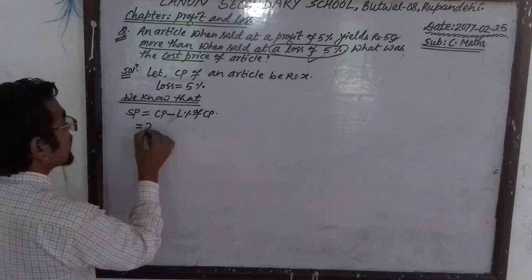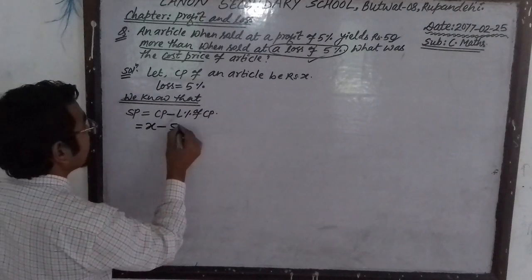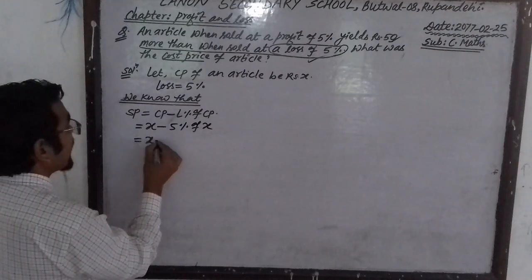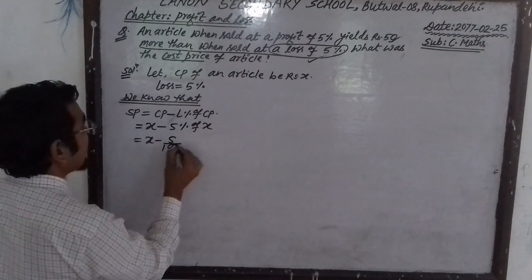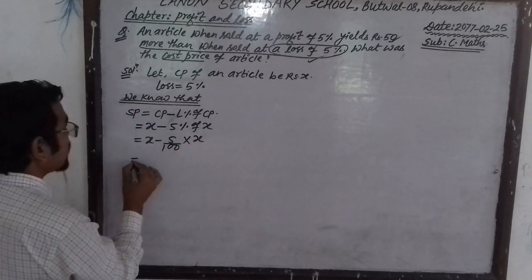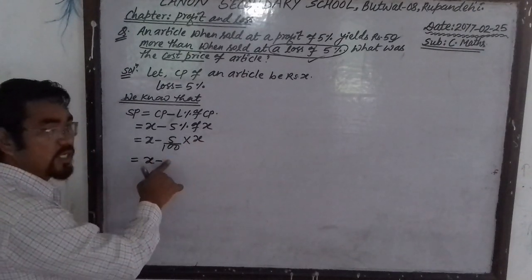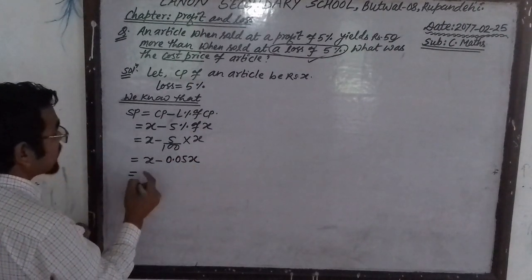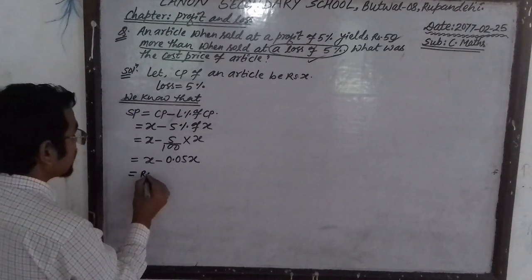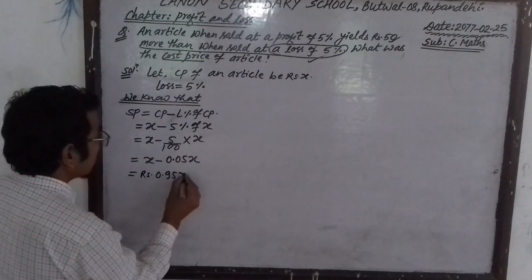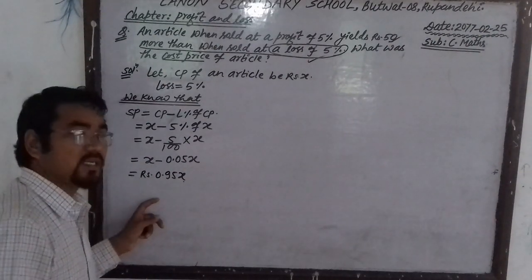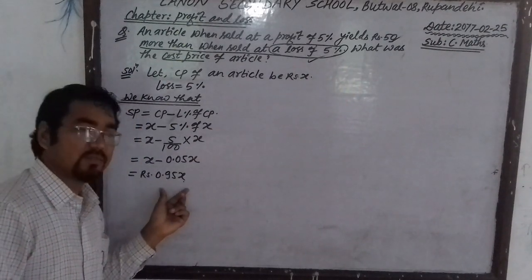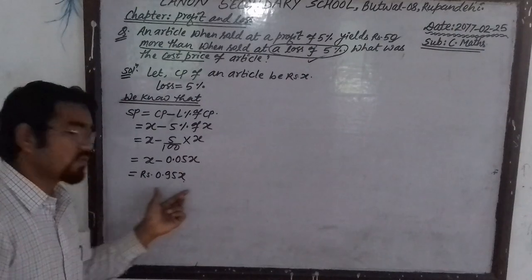Let's put the values here. CP we are supposing as X, minus loss percent 5% of CP, which is X. This is equal to X minus 5 by 100 times X. 5 by 100 is 0.05, so it is X minus 0.05X, which gives 0.95X. This is the selling price of the article if it is sold at a 5% loss. We don't have an exact number, but it is in the form of X.